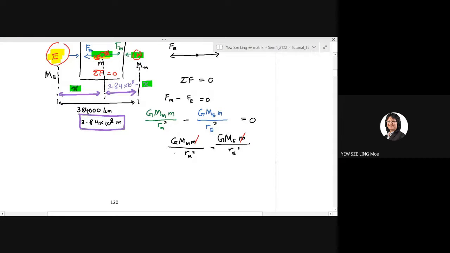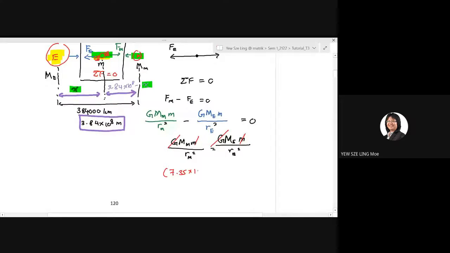The value for what? The value for G. G also can cancel out. Okay, G pun tak payah actually. So what we need is just Mm, Rm, Me, Re. Mm is a constant value that is given, and Me is also a constant value that is given.